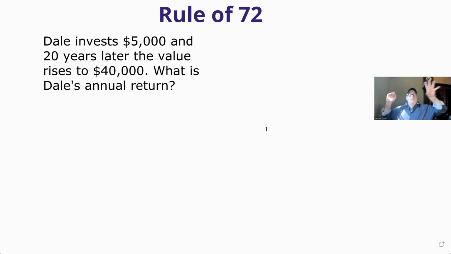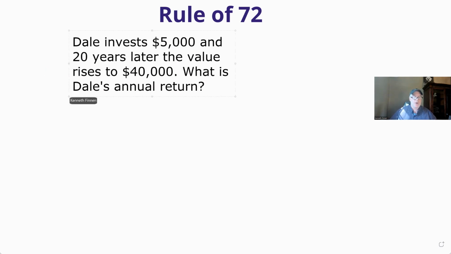Dale invests 5 grand, and 20 years later, the value is 40 grand. What's Dale's annual return? If you first look at it, you wonder how to do this. They normally won't make you do algebra. Remember, I always say, if you're doing algebra, you're doing something wrong, because it means you're either misreading it or you're working way too hard. So let's dive into this.